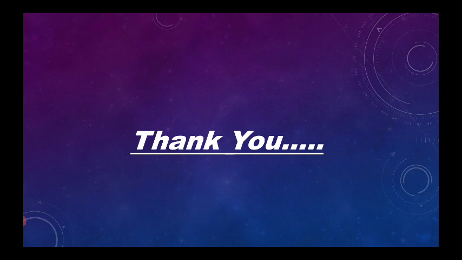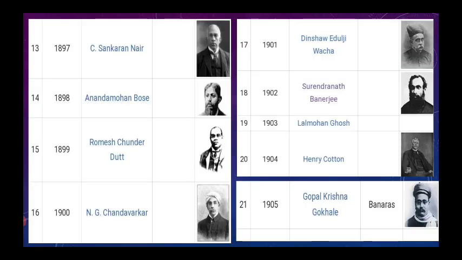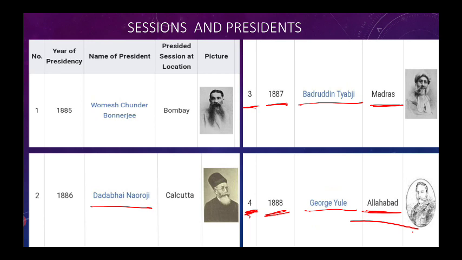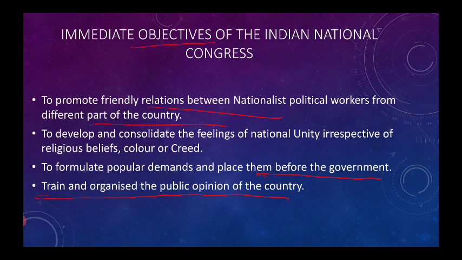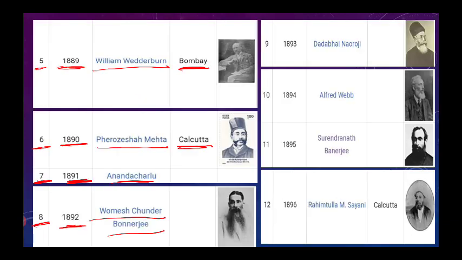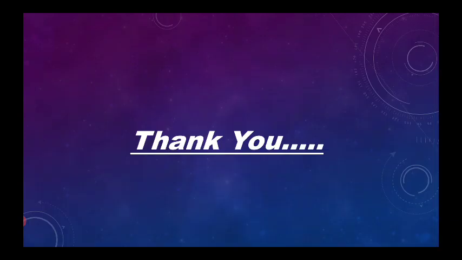Okay, so thank you so much. Here we end our second chapter, and we are going to go for the programs and achievements of the early nationalists. Early nationalists are none other than all these people. So what were their programs and achievements? How did they try to achieve their objectives? These are the presidents, and we are going to learn about their achievements and programs in the next class.